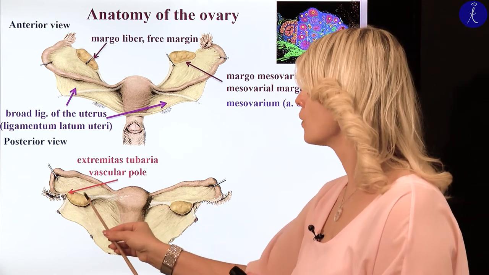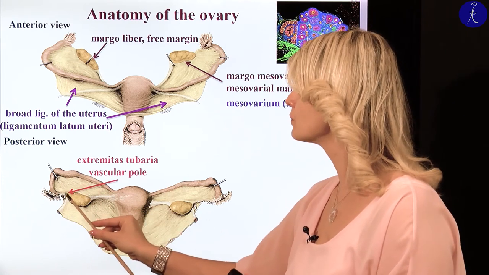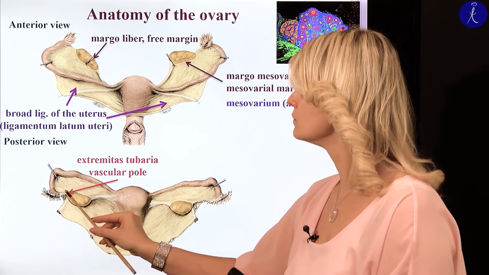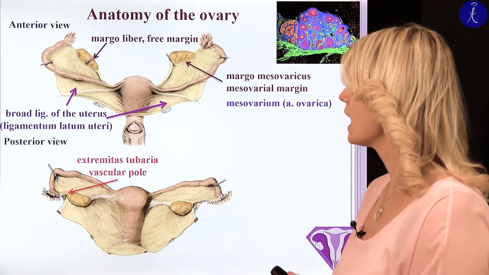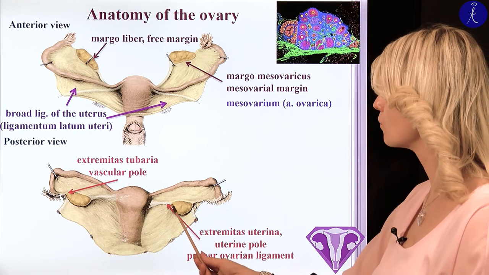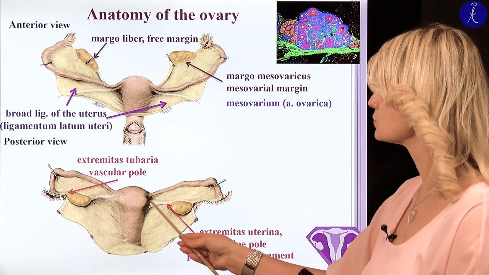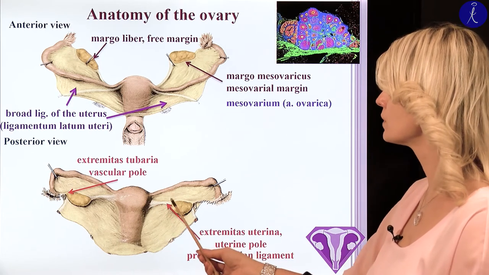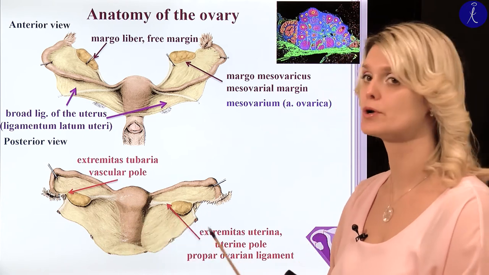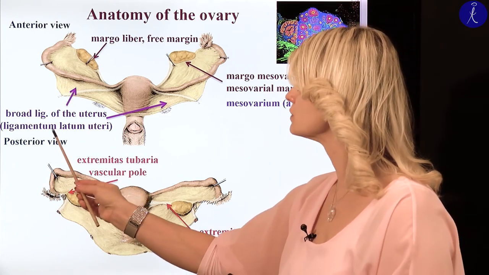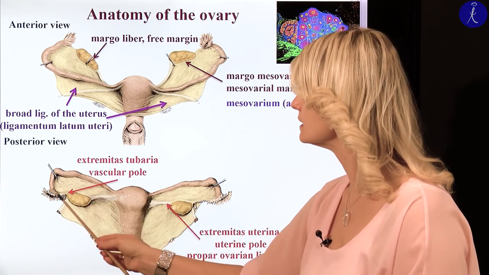We can talk about two poles, two extremities of the ovary. One of them is the vesicular pole, or the tuberian pole, which is facing towards the abdominal opening of the fallopian tube. And the other pole is called the uterine pole, which is fixed with the proper ovarian ligament to the body of the uterus. So, uterine pole, and here the vesicular pole or the tuberian pole. Why is it the vesicular pole? Because the ovarian artery, which originates from the abdominal aorta, will reach the ovary at this pole.